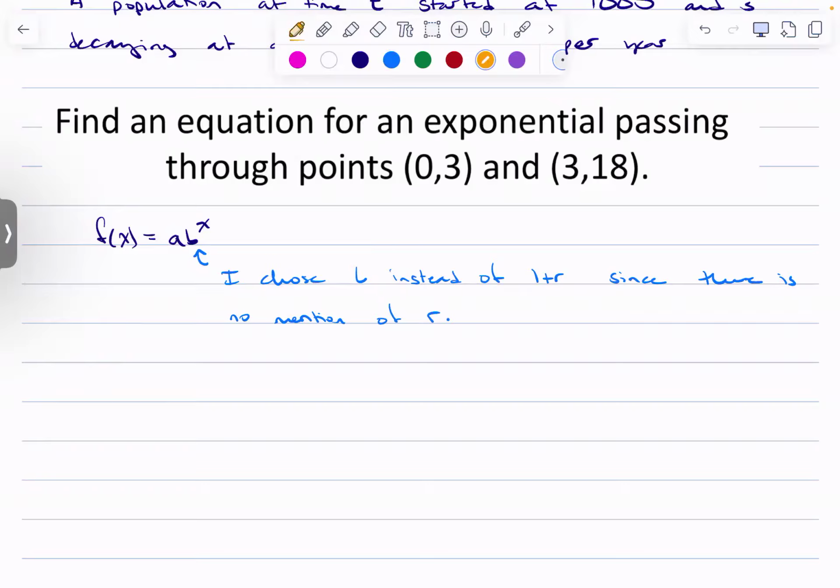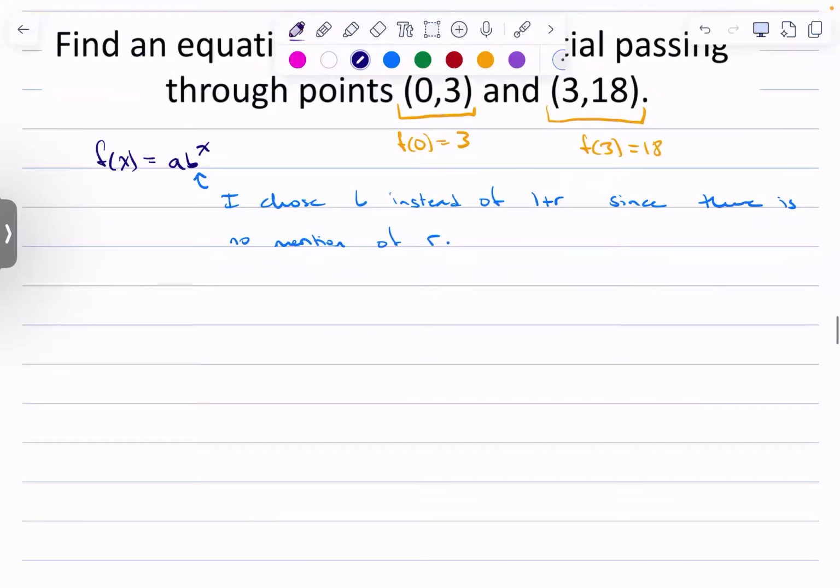These points tell me that f of 0 must be 3, and f of 3 must be 18. Okay, that's nice. It's also nice because a is the starting point, right? Which is f of 0. And so here, recall that a must be f of 0.